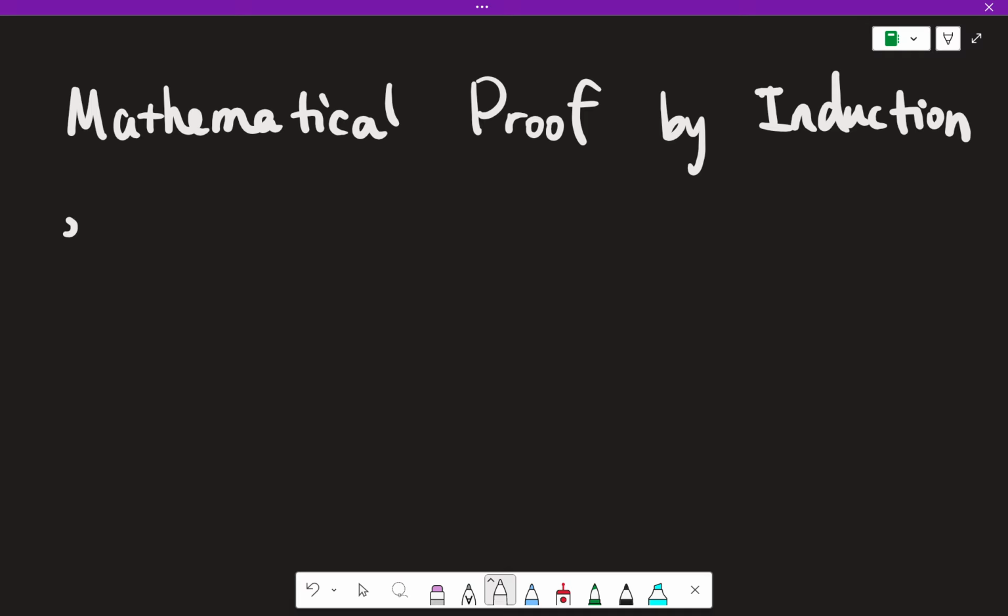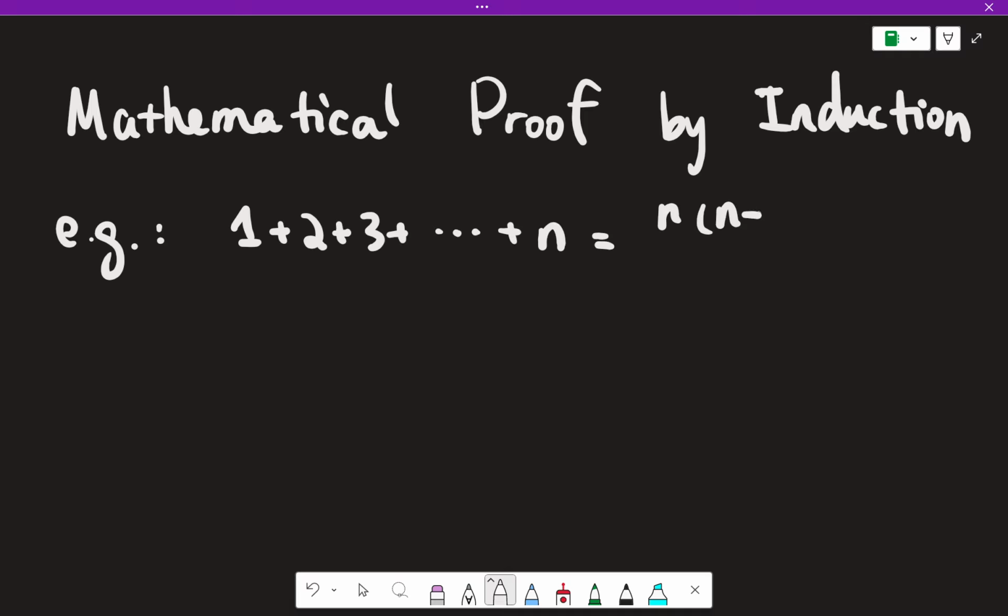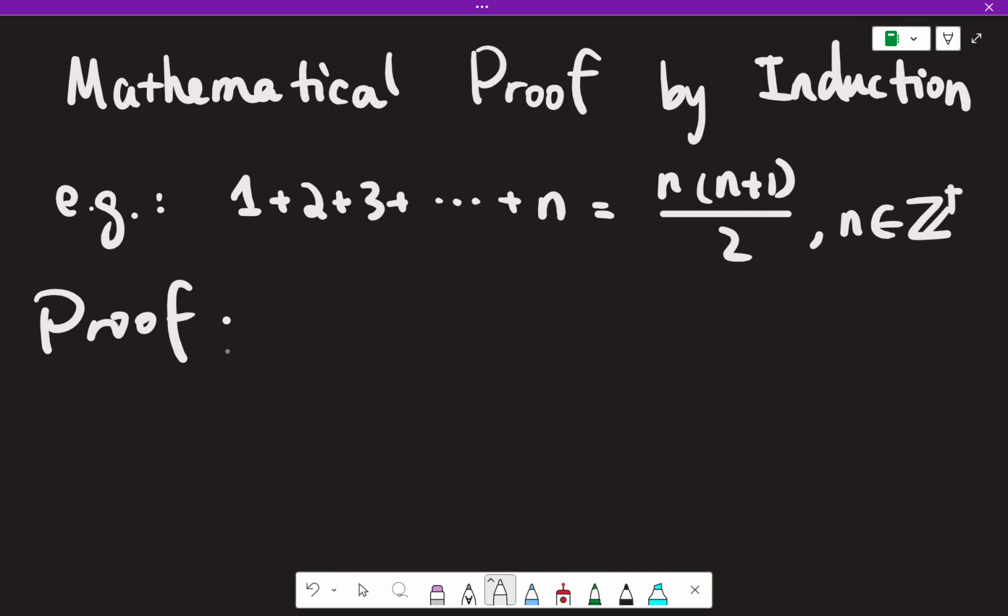So the simple question right here is to prove that 1 plus 2 plus 3, all the way to n, is equal to n times n plus 1 over 2, for any n that is a positive integer. For something like this, we need to first establish a proposition. So our proof will look something like this.